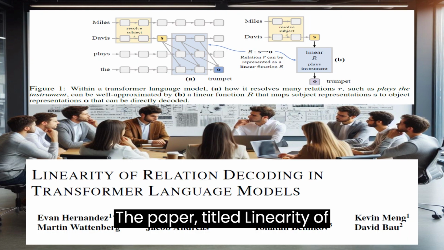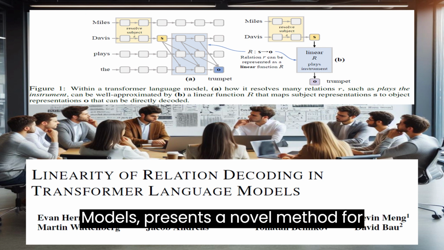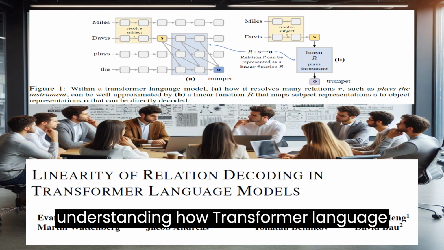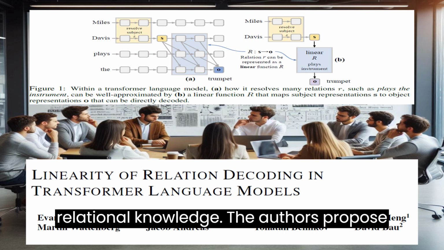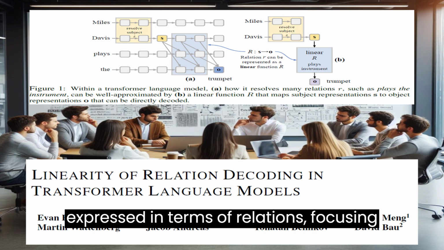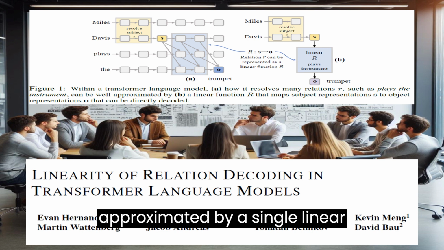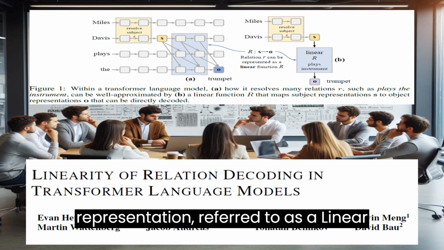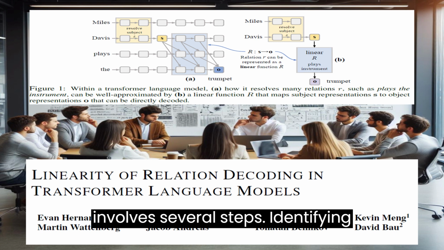The paper titled, Linearity of Relation Decoding in Transformer Language Models, presents a novel method for understanding how transformer language models, LLMs, encode and decode relational knowledge. The authors propose that much of the knowledge in LLMs can be expressed in terms of relations, focusing on a subset of relations that can be approximated by a single linear transformation on the subject representation, referred to as a linear relational embedding, LRE. The methodology involves several steps.